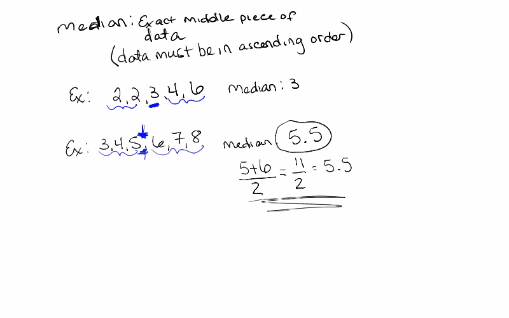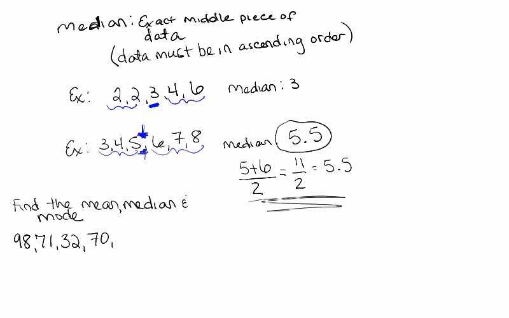Okay, so what I would like you to do now is find the mean, median, and mode for the following data set. The data set is as follows: 98, 71, 32, 70, 71, 62. Pause the video for a moment, please, and find the mean, median, mode for this data set. Then resume the video to see the answers.